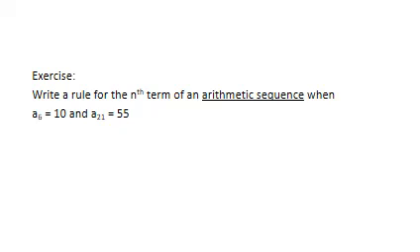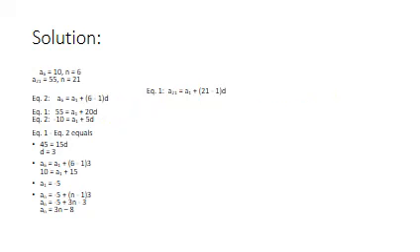So as a small application, you have to write a rule for the nth term of an arithmetic sequence when you have A6 equals 10 and A21 equals 55. And here is the solution for the last exercise. And now you can work on page 64, numbers 3, 4, 5 and 6.